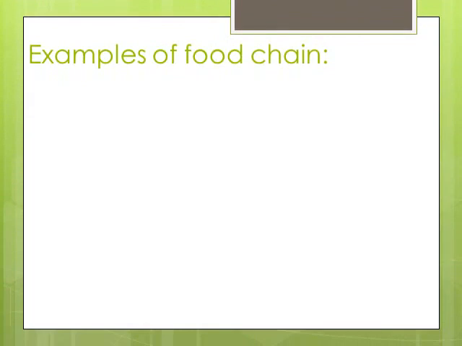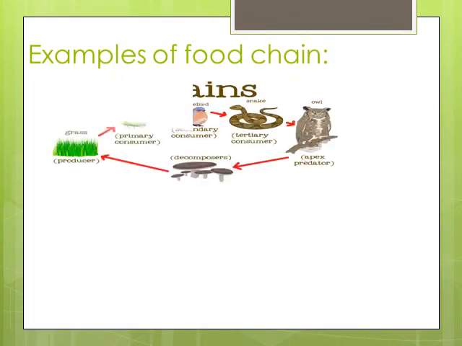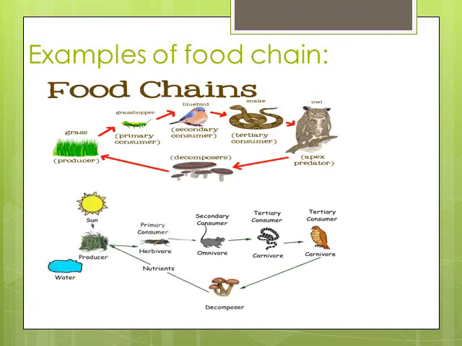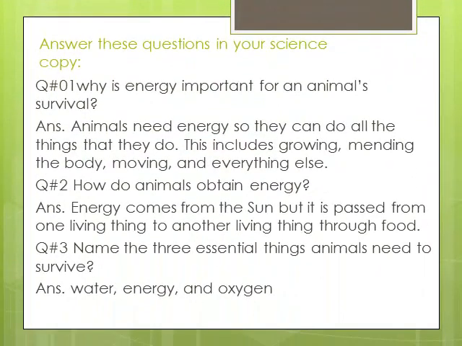Here are some examples of food chains, and you can easily see how energy is converted from one animal to another animal in the form of a food chain. Now here are some questions and answers which you have to do in your copy after the graphic organizer of your lesson. Now the question number 1 is, why is energy important for an animal's survival?